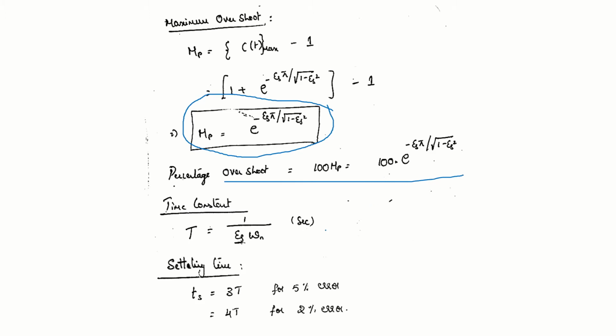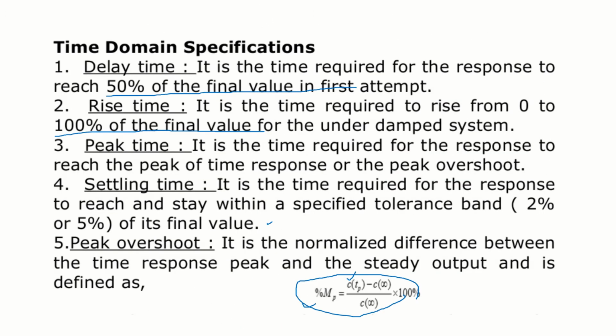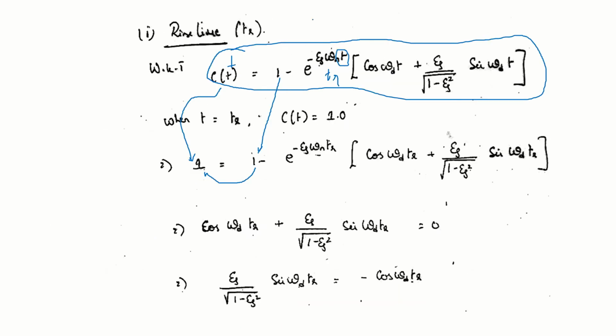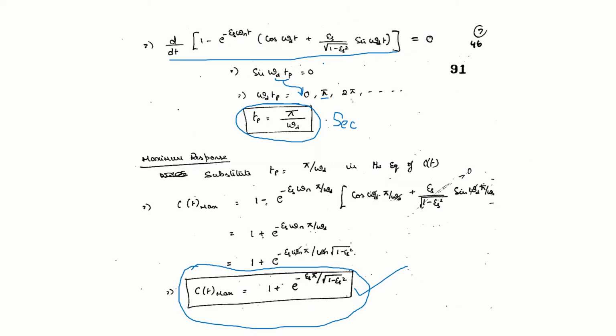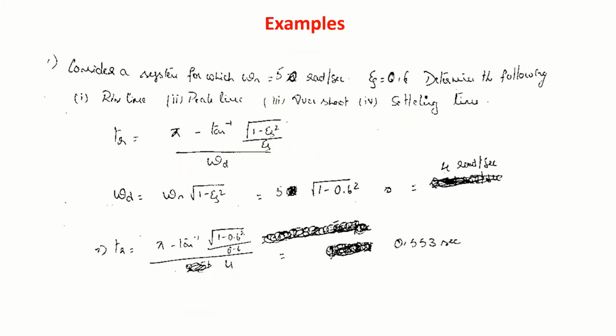So time constant is defined as 1 by zeta omega_n seconds. How do we get this? You already have done for first order system the time response equation, that is 1 minus e to the power of minus t by capital T. If I compare with this, 1 by T is equal to zeta omega_n. Correct? So T equals 1 by zeta omega_n. That's how you get that value.